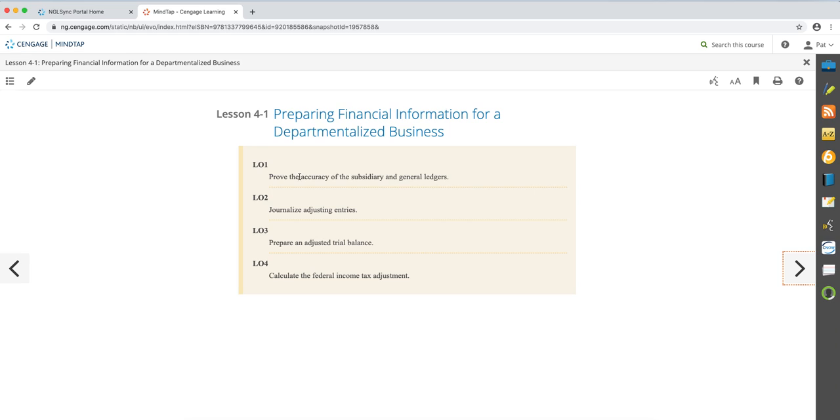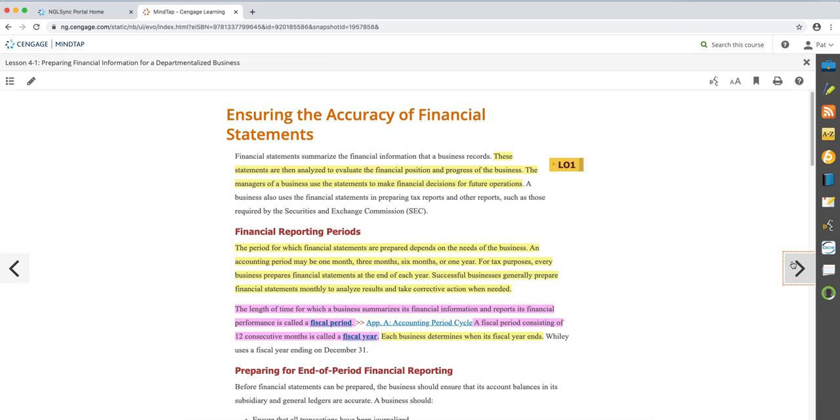So this is our learning objectives. We're going to be journalizing adjusting entries after we figure out if all our ledgers and subsidiary ledgers work, prepare a trial balance or adjusted trial balance, and then find out our net income before expenses. All right, so ensuring the accuracy of financial statements.